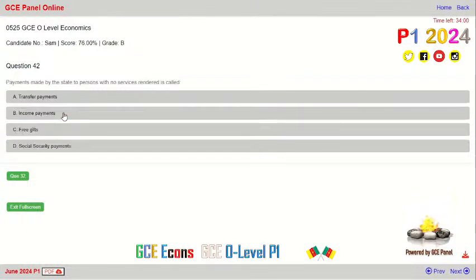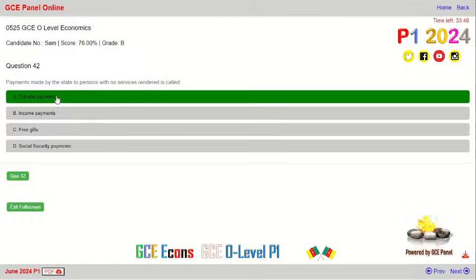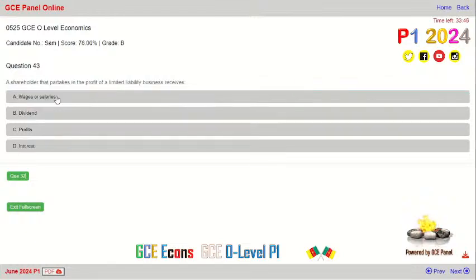Okay. That question had an error. Yep, I think the panel is going to adjust that as well. Payments made by the state to persons with no service rendered is known as. Well, let's see if you have this one. Transfer payments. Okay, we did.